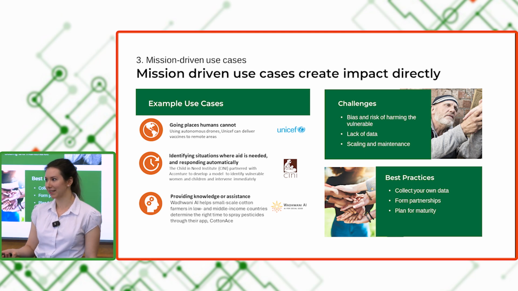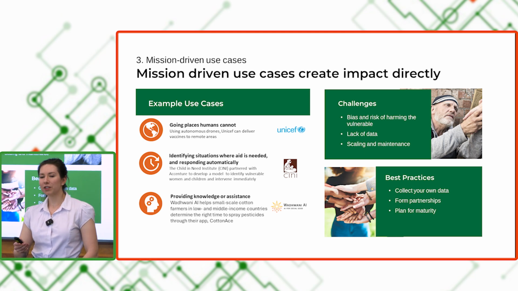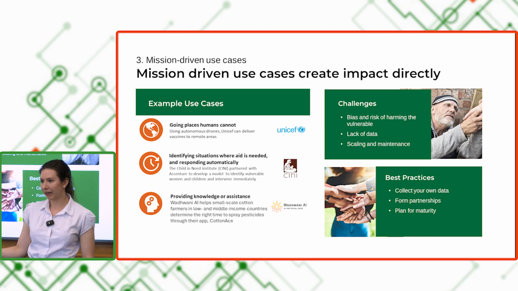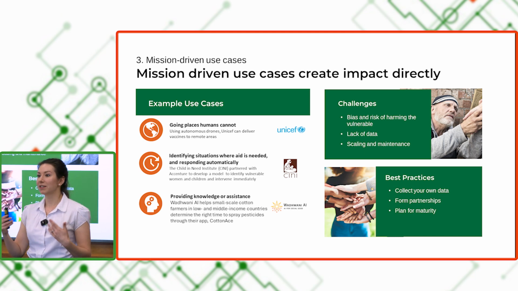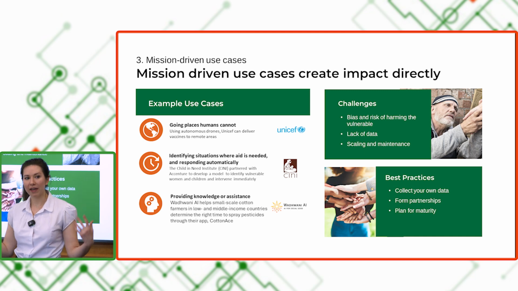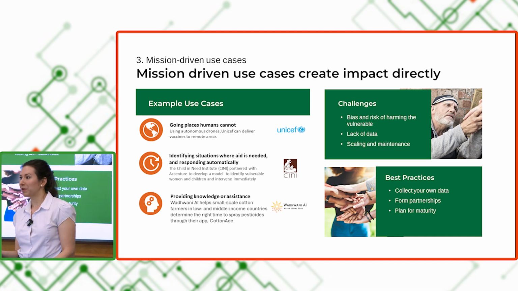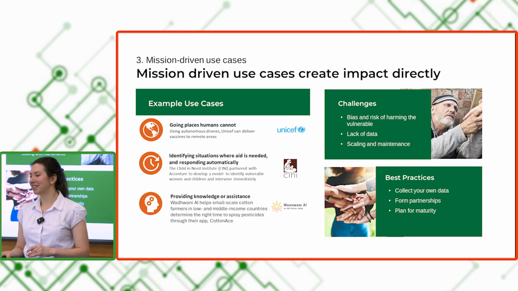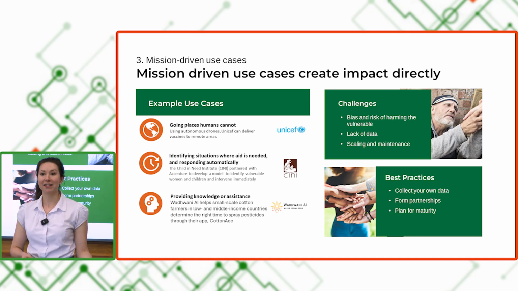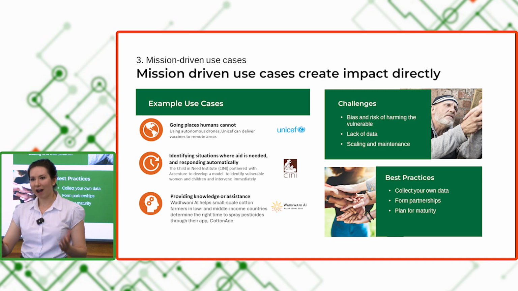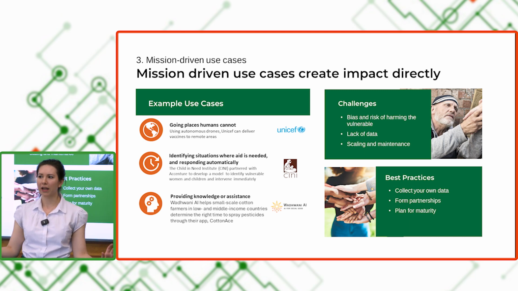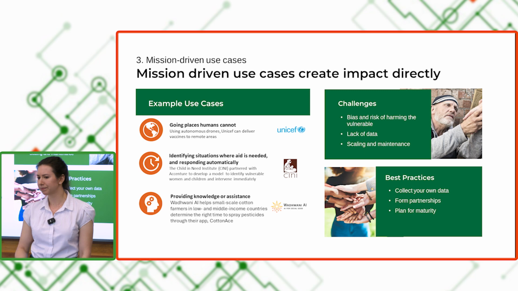So the first is going places that humans cannot. And so this could be an area of conflict, a rural area that's hard to get to, somewhere where there's disease that you want to help, but you can't send humans into directly. So for example, UNICEF has been using autonomous drones as a pilot project to deliver vaccines to hard to reach areas. There are also some instances of using autonomous technologies during the pandemic to get aid to people in need while protecting volunteers from getting sick. And so these kinds of uses, going places humans cannot, can have an impact across a broad range of nonprofits serving a broad range of missions.